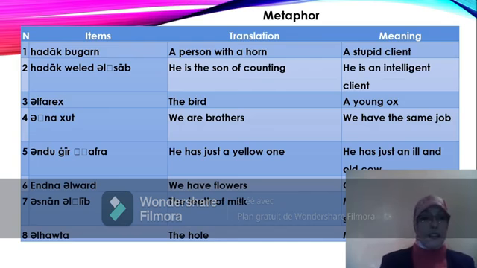Item number 7, أسنان الحليب. Now here we're talking about the teeth of milk. Usually it's for kids. However, the meaning here is that this is meat from a young sheep. Item number 8, الهوتة. The translation is the hole. Now the meaning is this meat is very, very cheap. So it's a kind of opportunity. Now you can notice how metaphor is used in a very creative way.